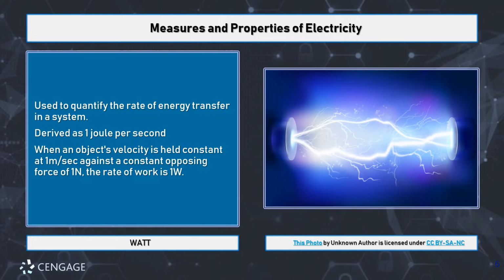Watts are used to quantify the rate of energy transfer in a system, or power consumption, as I said. Derived as 1 joule per second. This is when an object's velocity is held constant at 1 meter per second against a constant opposing force of 1 Newton, and it generates 1 watt per cycle. So if we're talking about per second, as we have here, 1 meter per second against 1 Newton generates 1 watt.